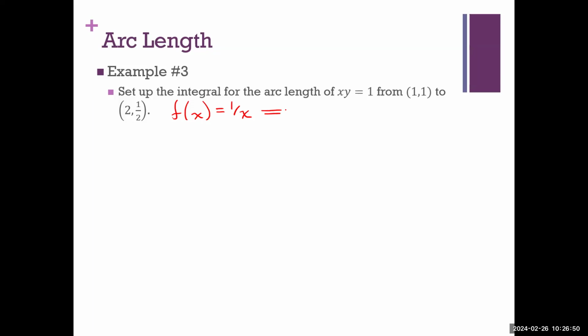Yeah, can't integrate 1 over x. I mean, the integral is going to involve 1 over x, but I got to do something. Really, we need this derivative, right? Which is what? Negative 1 over x squared. So now I think we can set up the integral from where to where? 1 to 2 in this case. And we're integrating what? Square root of what?